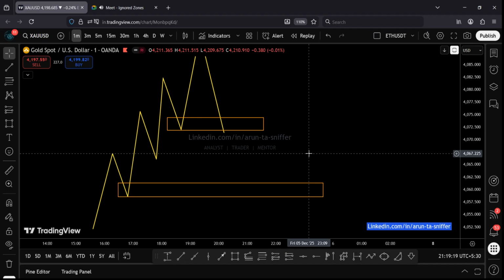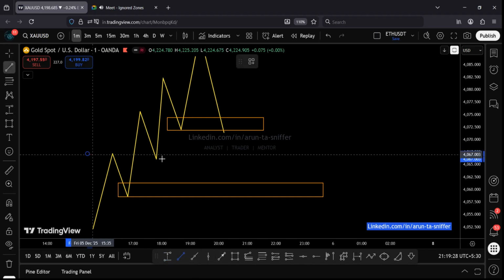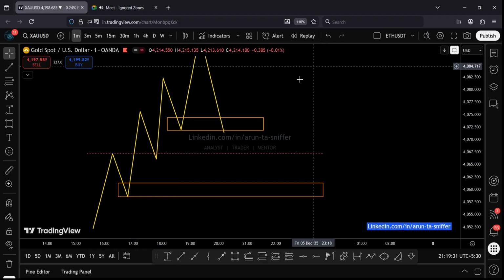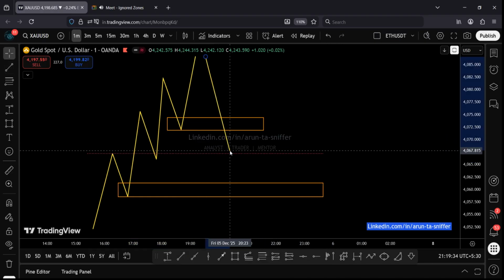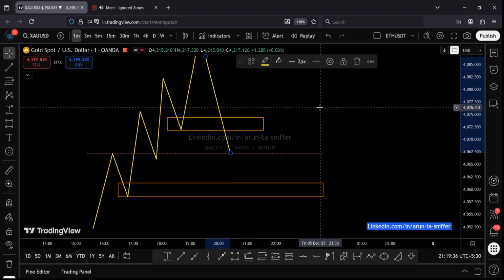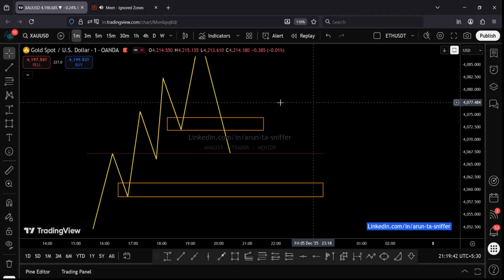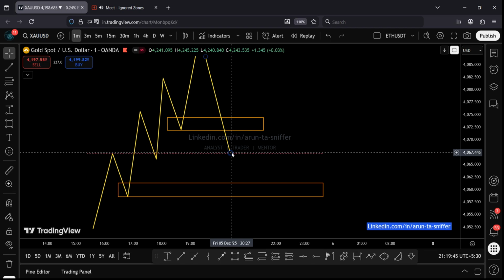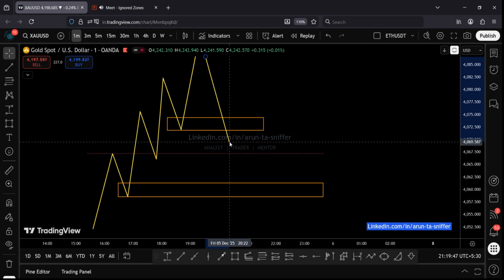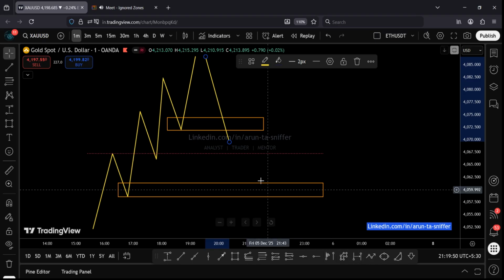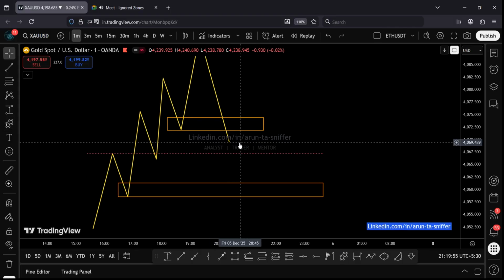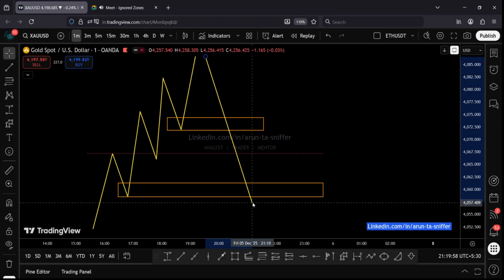Usually whenever there is a 3 drive structure, the top of the first drive is very important, and usually price reaches this area like this. This is the minimum target when we trade a drive structure. But when we study ignored zones, this first zone and this last zone, both can be ignored here.